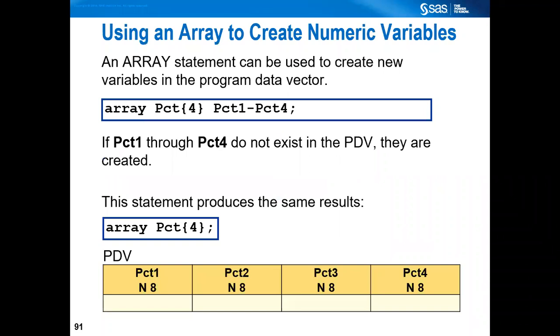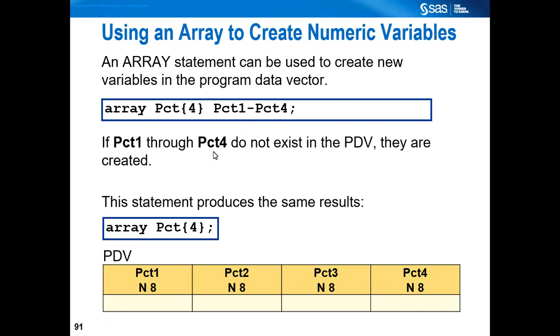Okay, so another way of using an array is in case you are writing an array with this name with its 4 subscripts and these are the elements. In case these elements which you are providing are not part of an existing column from your data set, the array will create those columns in the PDV. So an array statement can be used to create new variables in the PDV. When this element names which you are providing are not coming from an input data set, it will create those columns in the PDV.